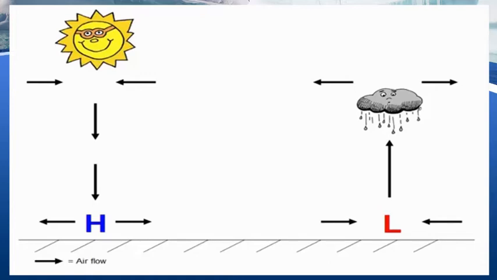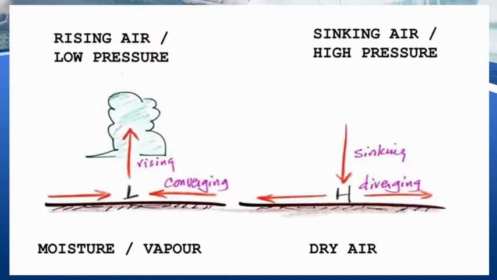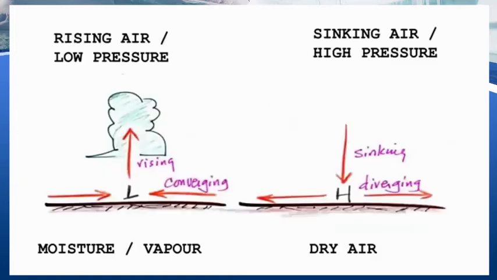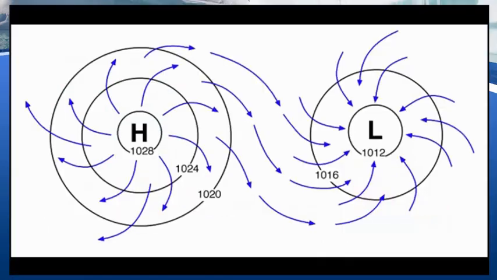On the other hand, sinking air is associated with warming and drying conditions. So the first important point to keep in mind is that rising air equals moisture and sinking air equals drying. So what does this have to do with high and low pressure? As you know, high pressure is associated with sinking air and low pressure is associated with rising air. Generally, it makes sense that air flows from high pressure to low pressure.